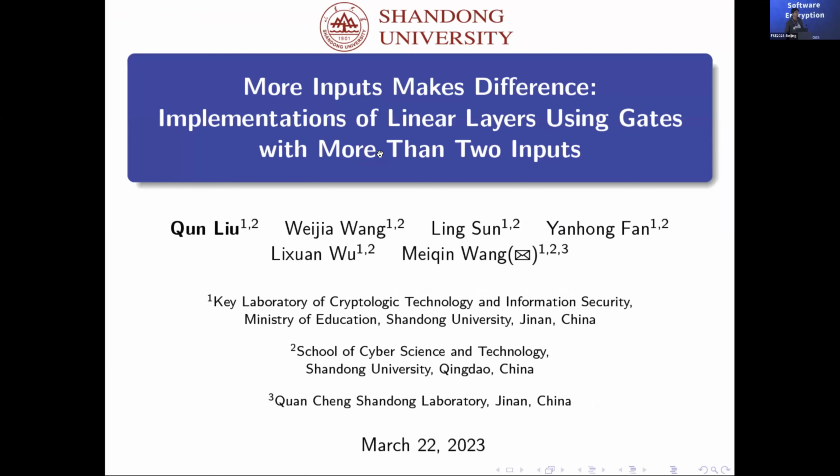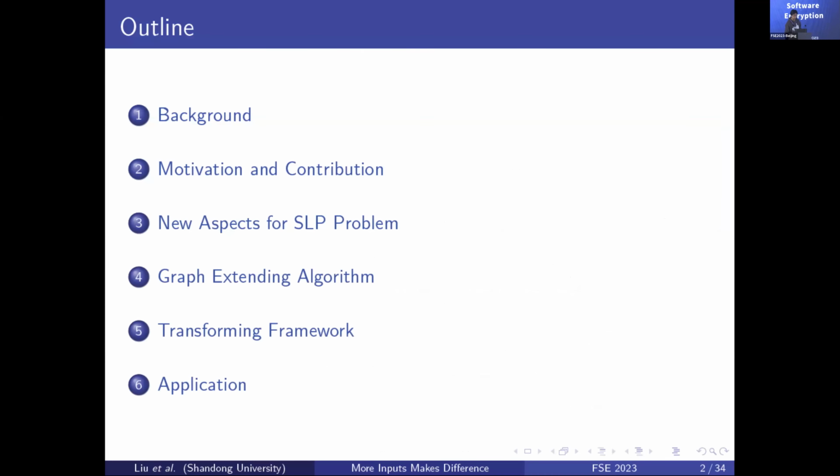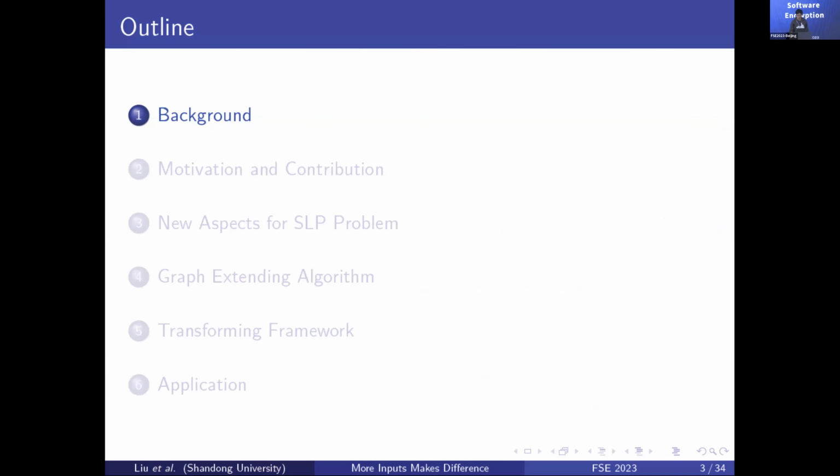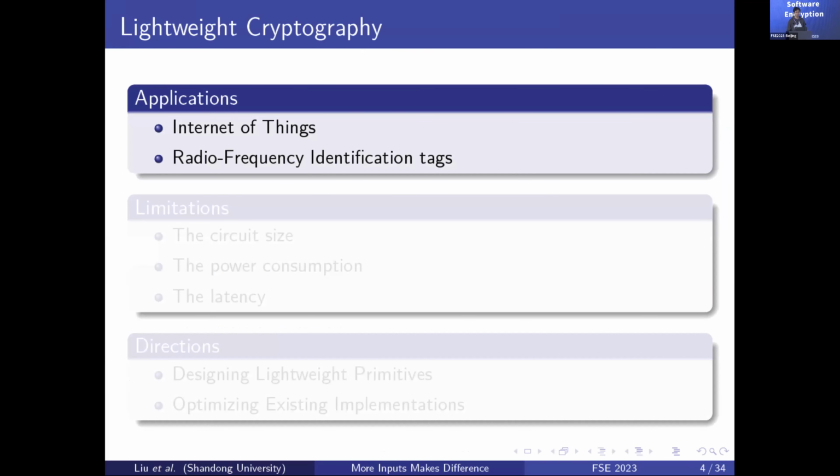It's an honor for me to present our paper today, and it's a joint work with Wang Weijia, Sun Ling, Fan Youhong, Wu Lixuan, and Wang Meiqin. I'll talk from 6 aspects, and let's start by discussing some background information. First, I have a question for you: how to apply ciphers in resource-constrained devices? That's why we are interested in lightweight cryptography.